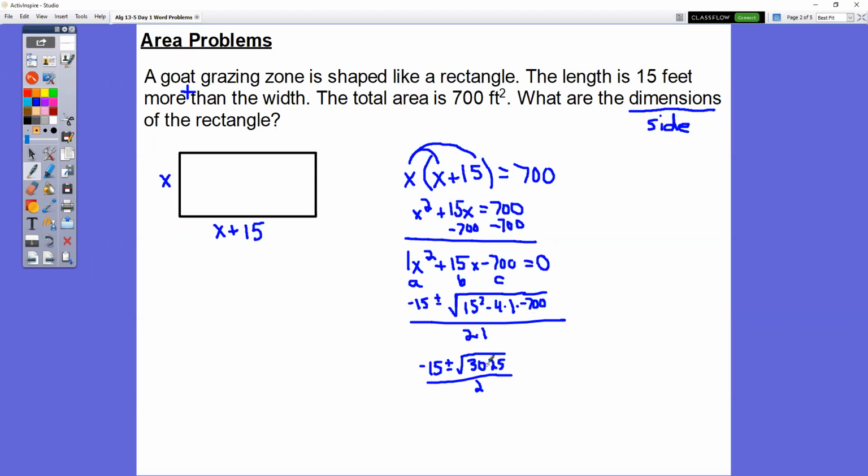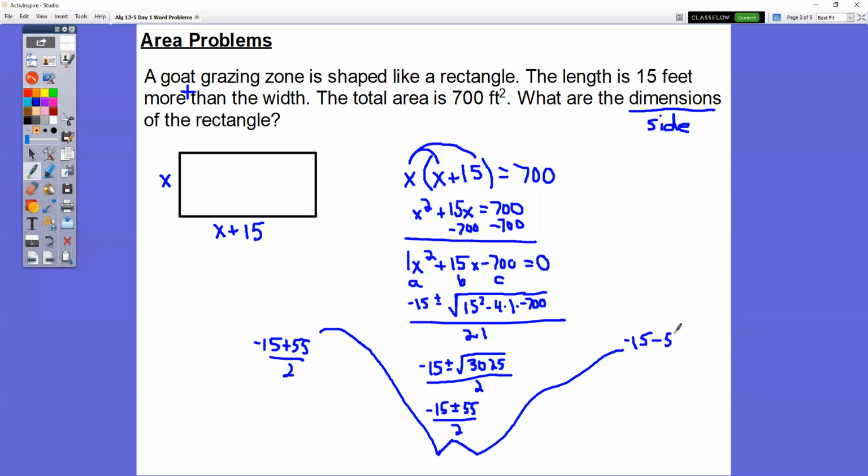3,025 is a perfect square. When you type in the square root of 3,025, you get 55. So we really have negative 15 plus or minus 55 all over 2. This is where you want to split it into two things. Now, I ran out of room at the bottom of the screen, so I'm going to go back up here. So I have negative 15 plus 55 over 2, and I have negative 15 minus 55 all over 2.